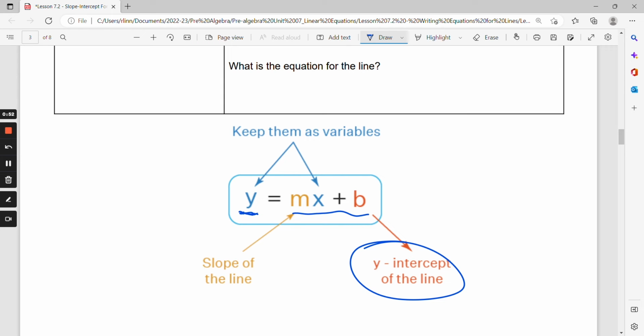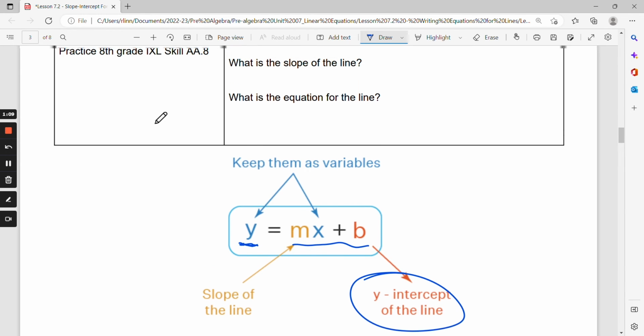So I know that that's a little bit new to us right now, but we're going to get a little bit of practice on that. So b is our y-intercept. So it's very important that we memorize this equation. It's something that we're going to have to use over and over again for the next few years in math. So we've got y equals mx plus b is our slope-intercept form.